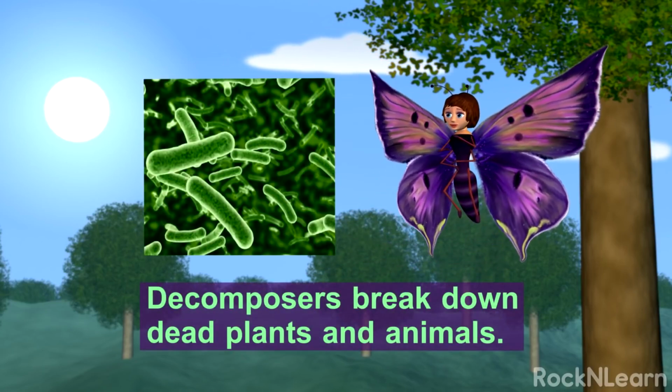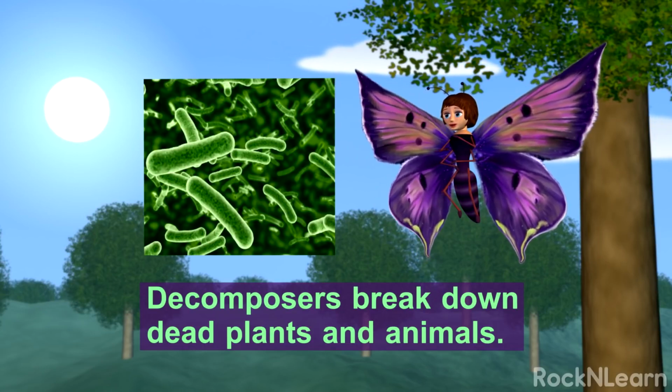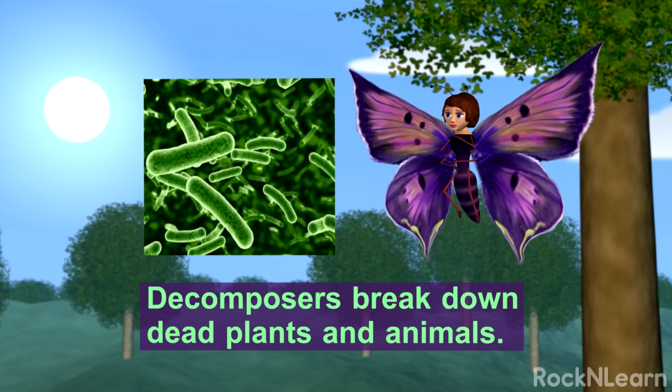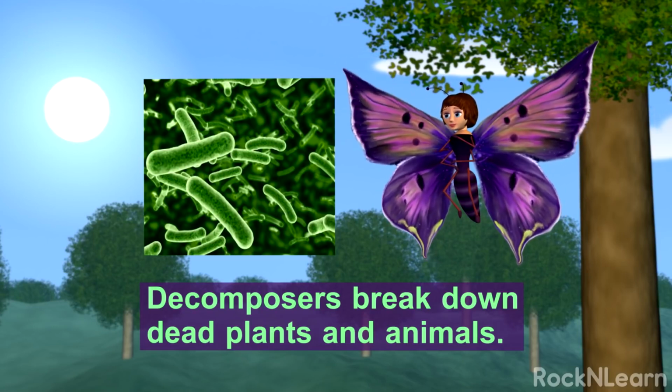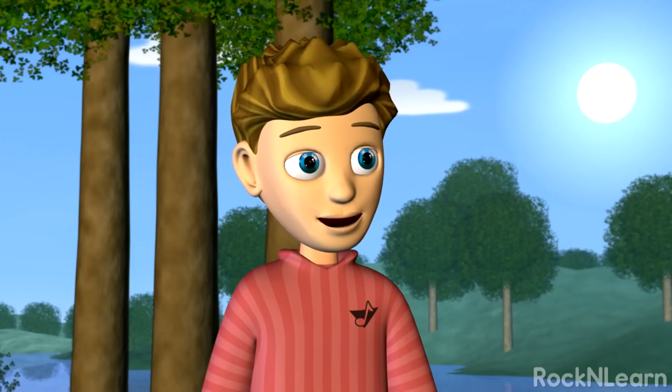We actually left out one important part of the food chain. Decomposers, like bacteria, break down both plants and animals when they die. The nutrients that were in those organisms go back into the soil for the plants to use. I understand. So it's almost like a cycle.